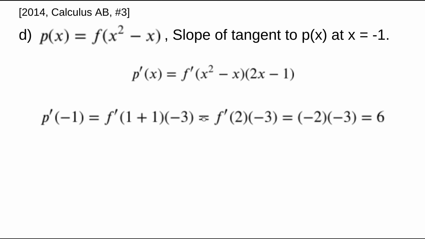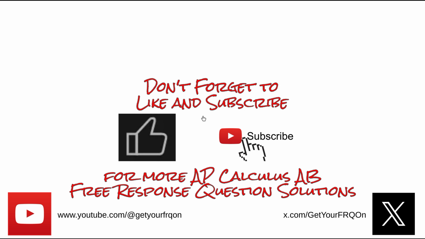So p prime at -1 is going to be f prime at 2 times -3. F prime at 2 you can calculate from the graph. That's -2. -2 times -3 is 6. So the slope of that tangent line would be 6. And that's it for that question.